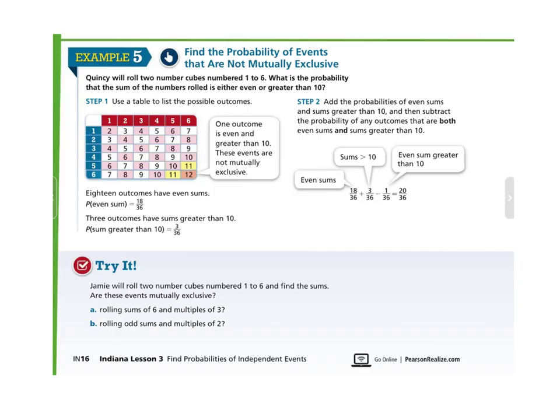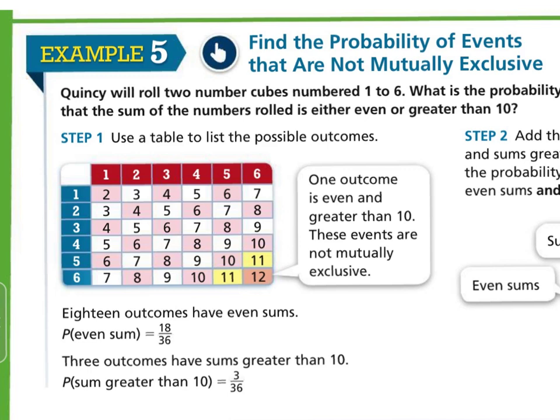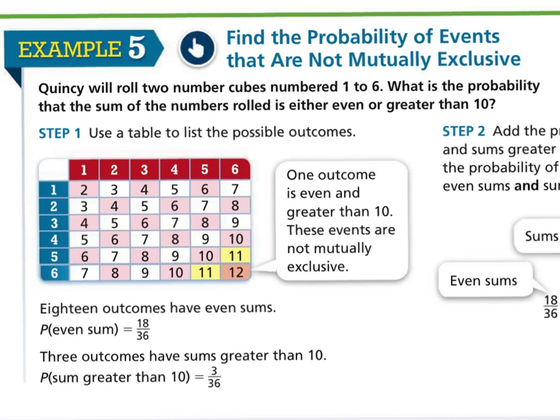Example 5, we're going to talk about some things that are not mutually exclusive. So here we've got Quincy rolling 2 number cubes, 1 through 6. What's the probability the sum of the numbers rolled is either even or greater than 10? So we don't care. It can be even, it can be greater than 10. Either of those is what we want.